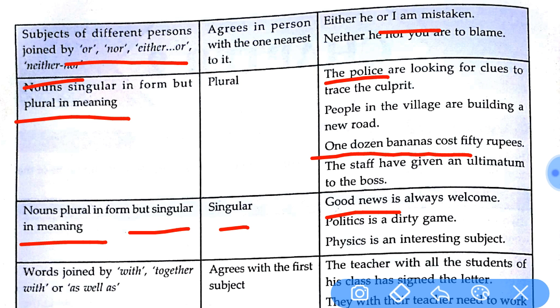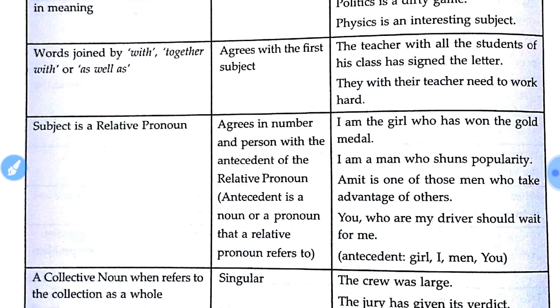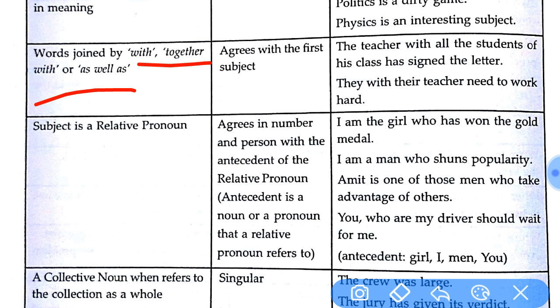Then we have words joined with "with", "together with", "as well as". Let's see what will happen with this one. Together with and as well as agree with the first subject. That means, what is the first subject? Accordingly, the verb must be: the teacher with all the students has... Students is plural, but the first subject is the teacher. Therefore, the verb is "has", singular. If it were the teachers with all the students, then it would have been simply plural. So in places where sentences are joined with together with, as well as, etc., the verb will be according to the first subject.